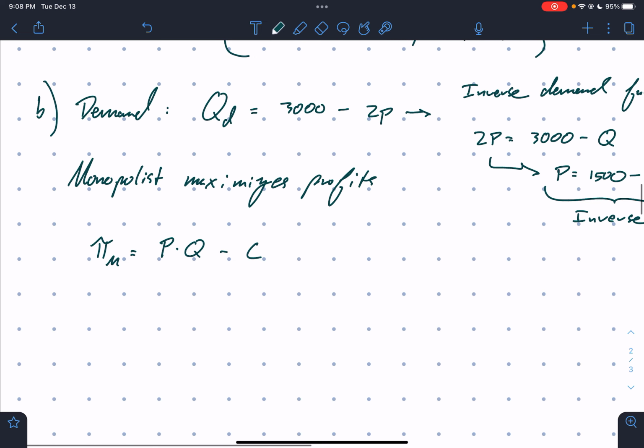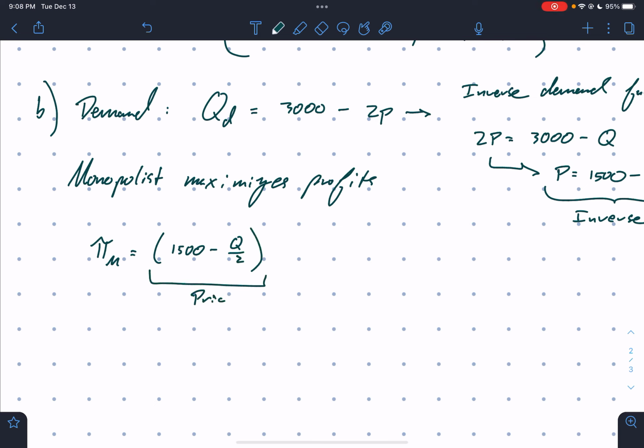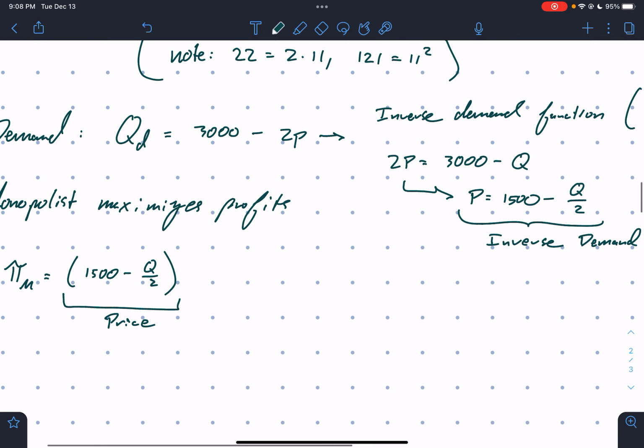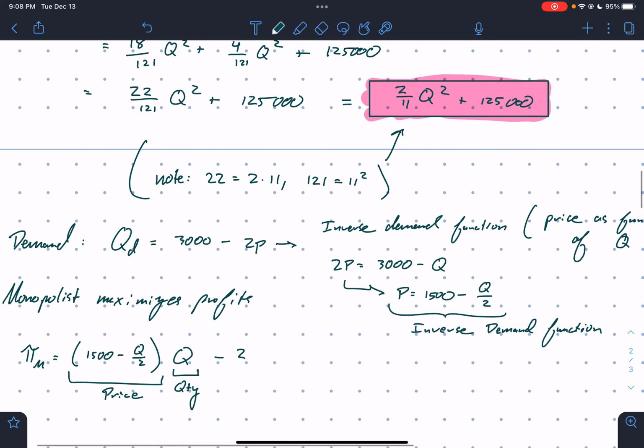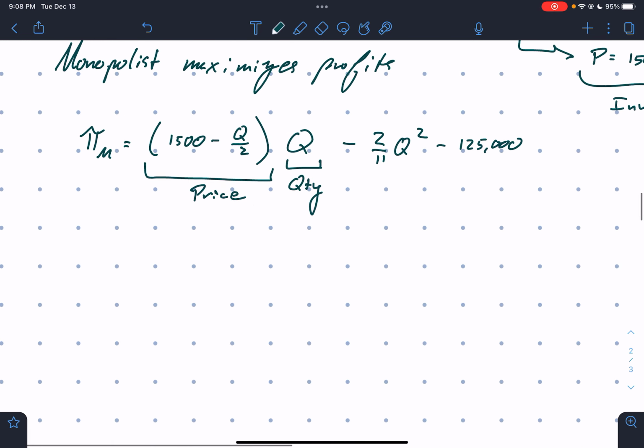Okay, so this is what the monopolist is going to consider. The monopolist gets 1,500 minus Q over 2. This is the price they get based on the quantity that they produce. This is their quantity. And then we're going to subtract their cost. So the cost we found up here is 2/11 Q squared minus 125,000.